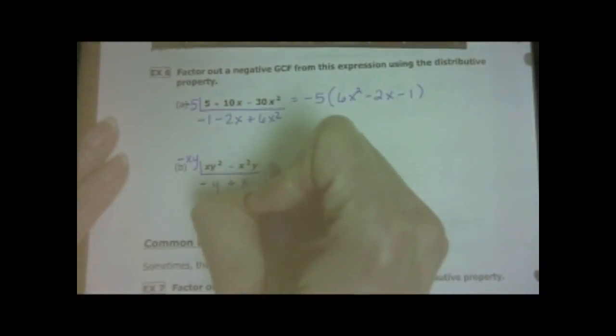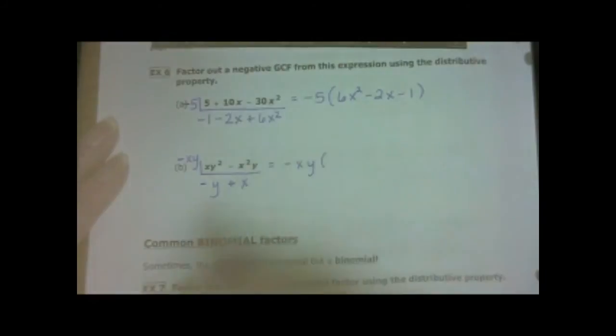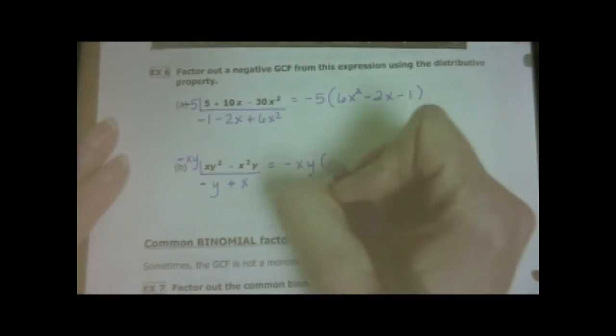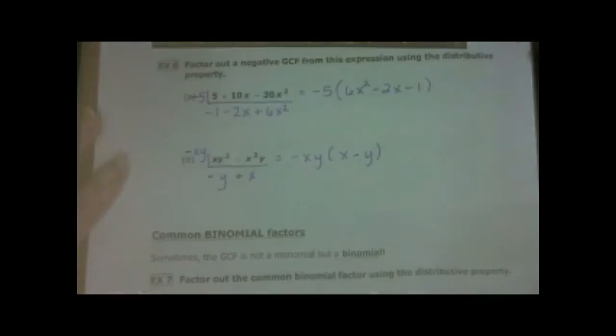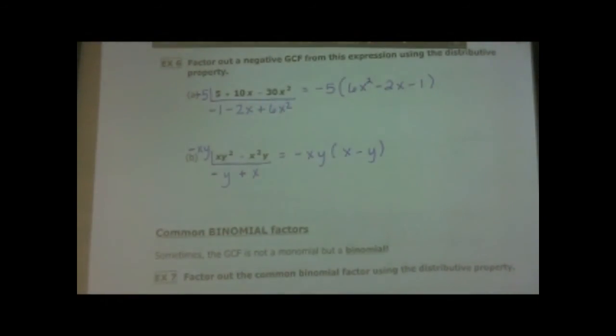So my greatest common factor is negative xy, and what I have left, instead of writing this as negative y plus x, I'm going to write this as x minus y. I'm just changing the order so that I have a prettier binomial.